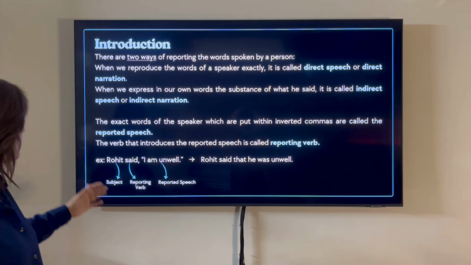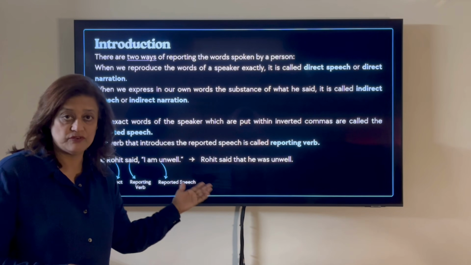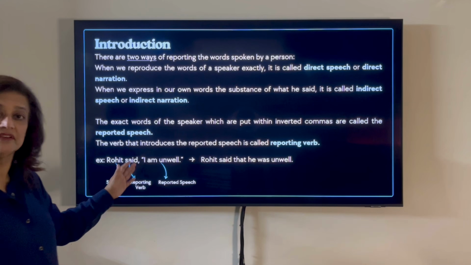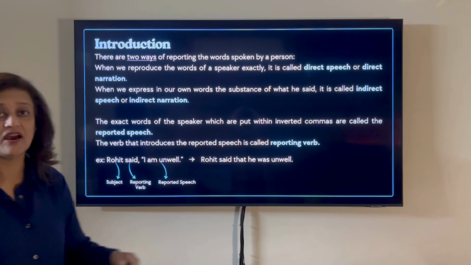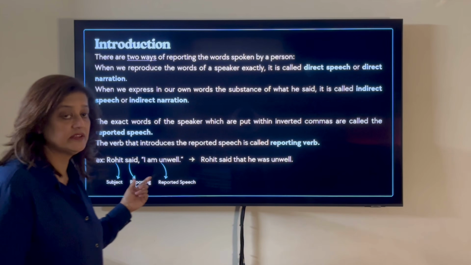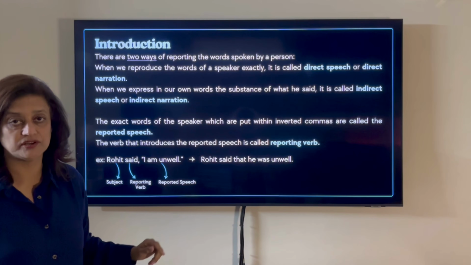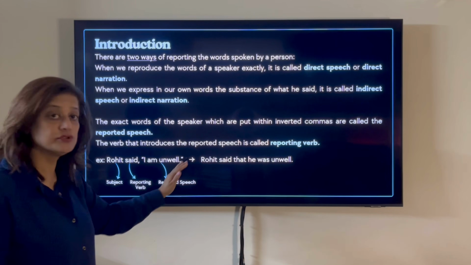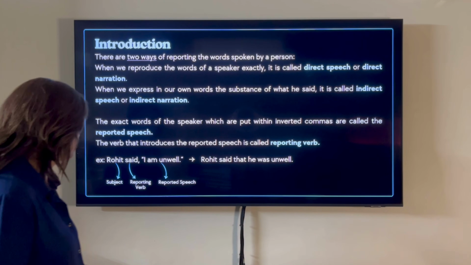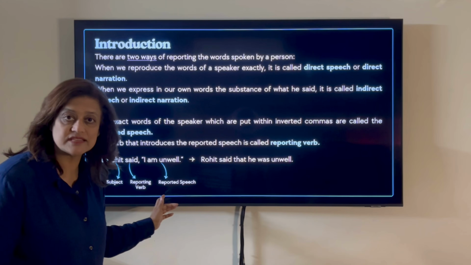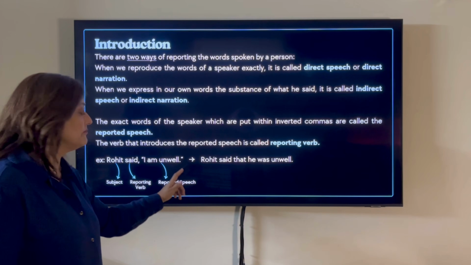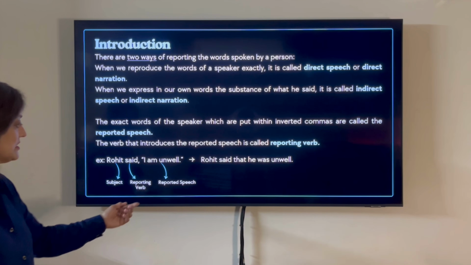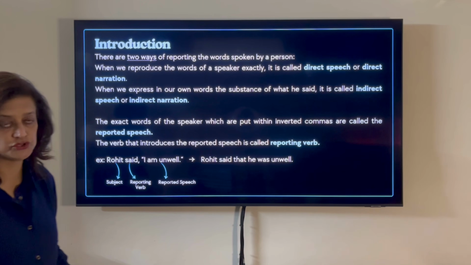Let's begin. Now, if the sentence given is, Rohit said, (comma) "I am unwell." These are the exact words of Rohit, which are put within inverted commas. The full stop also comes within inverted commas. Rohit is the subject. Said is the reporting verb. "I am unwell," the exact words, is called reported speech.